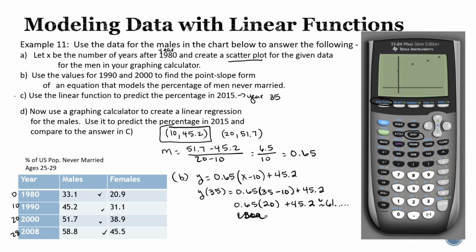Now, part D wants us to do this equation in the calculator. Now, this equation just used a random 2 points. I picked whichever ones I wanted. The calculator is going to find what's called the line of best fit, and we do this with a linear regression. So we're going to go back to that stat button, go to calculate and choose option number 8 and do a linear regression.